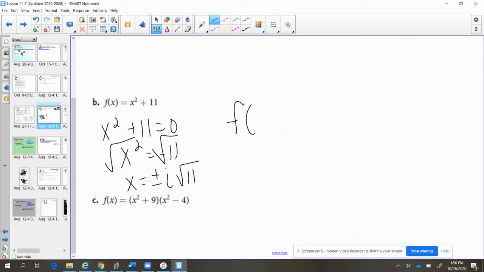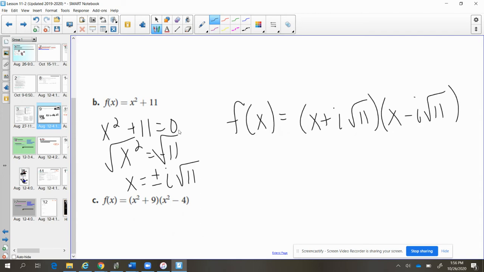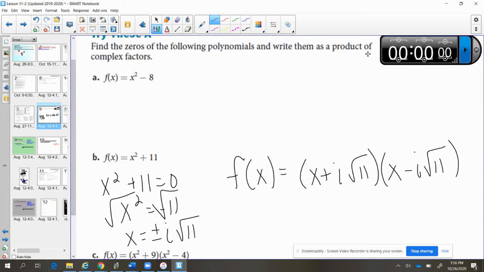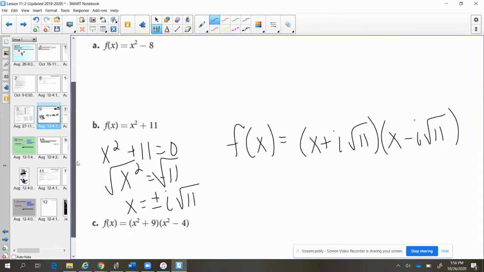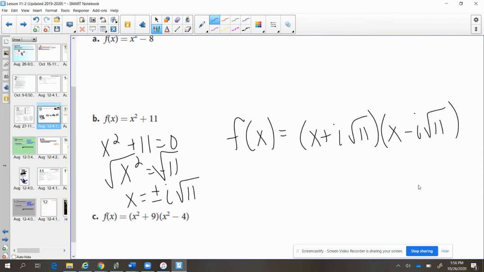If you then write this as a product of the complex numbers, we end up with x plus i square root of 11, and then x minus i square root of 11. So you'll see for this particular one, they wanted it written as a product of the complex factors. So you'll just leave it expanded like this, okay?